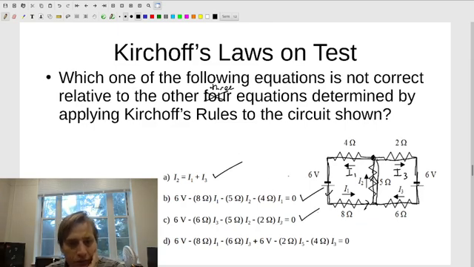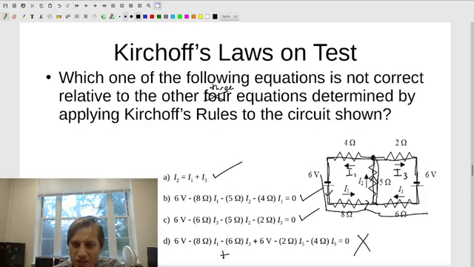6 volts minus 8 volts I1. Okay, so we're going here. Minus 6 ohms times I3. Okay. Oh, wait a moment. When I went through opposite the direction of my current through a resistor, that should be plus 6 volts I3. I don't like that one. Okay, so that one's not good. So essentially, you can follow around the rest of the way.